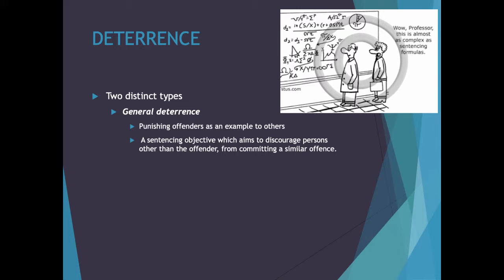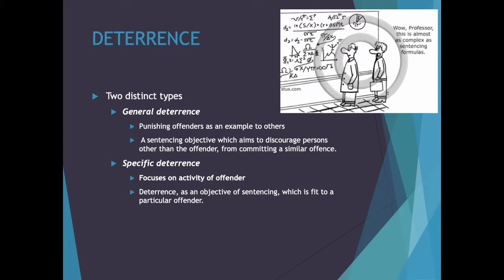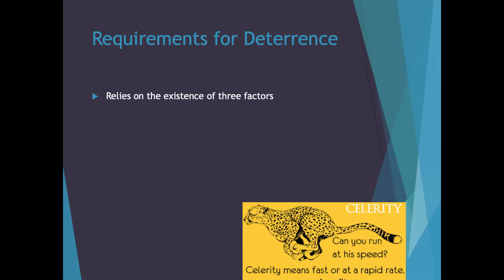All right, so there are two different types of deterrence. There's general deterrence, which is punishing offenders as an example to others. And it's also a sentencing objective, which aims to discourage persons other than the offender from committing the crime. There's also specific deterrence, which focuses on the activity of the offender as an objective of sentencing, which is fit to a particular offender. Both types assume a rational offender.